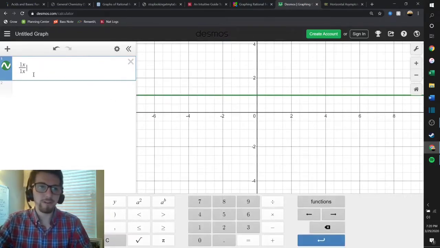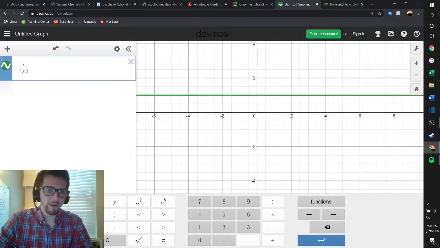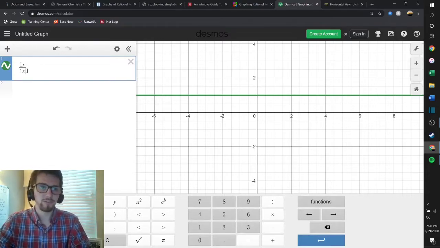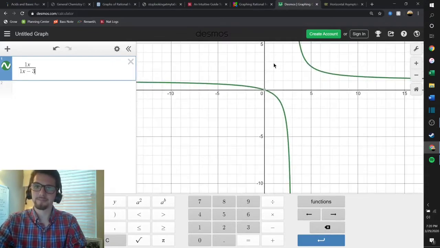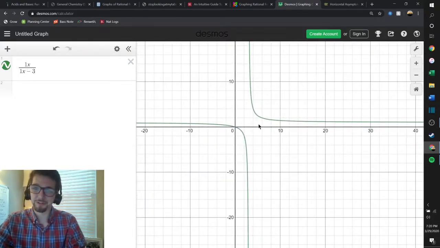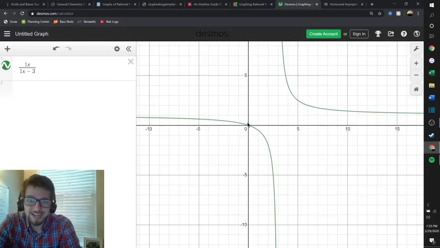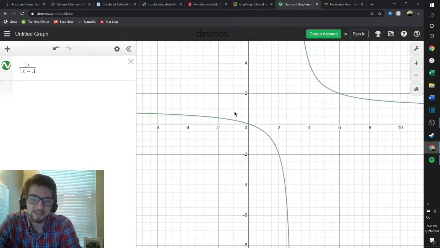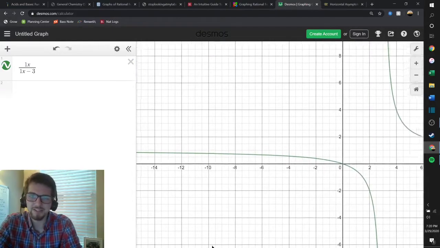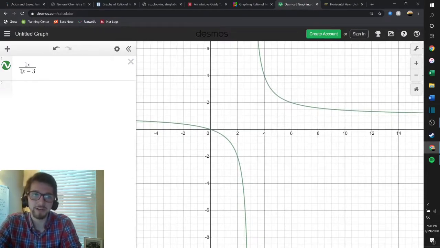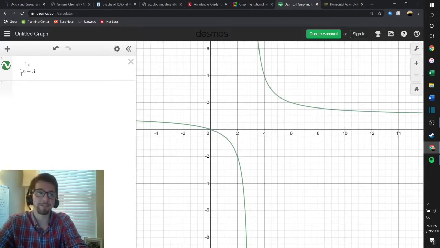So now what if we had 1x over 1x minus 3? This made it look really weird, but guess what the horizontal asymptote still is? It still is going to get closer and closer to 1 and never actually hit 1, because the coefficient of both x's is 1, and 1 divided by 1 gives me 1.